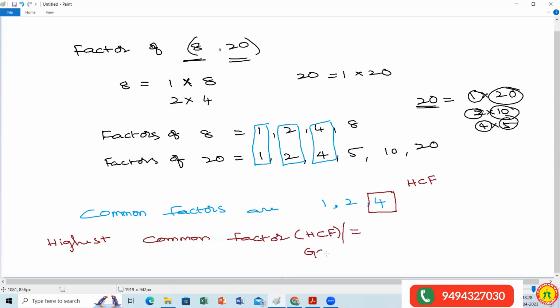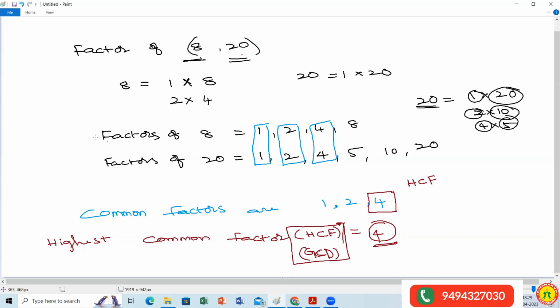HCF or GCD. GCD is also a word you have to know. Both are the same. Greatest common divisor. That means for 8 and 20, the greatest common divisor is 4. 8 is divisible by 1, 2, 4 and 8, and 20 is divisible by 1, 2, 4, 5, 10 and 20. But which number is the highest that divides both? The 4 is the greatest common divisor for 8 and 20. That's why we call it HCF or GCD.